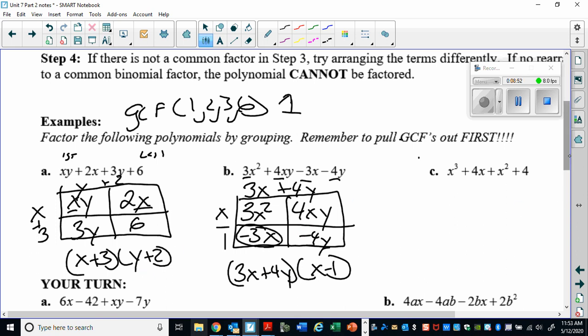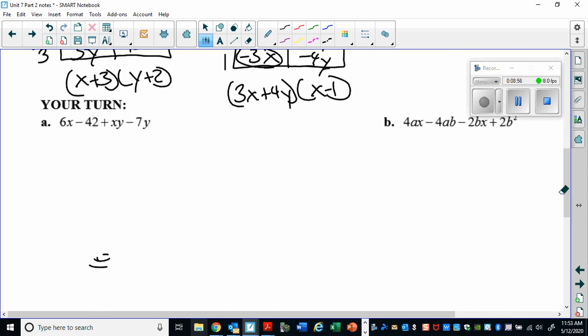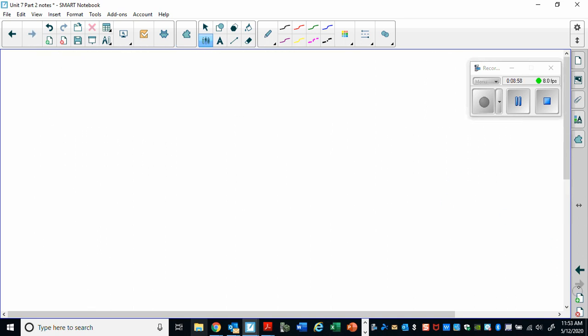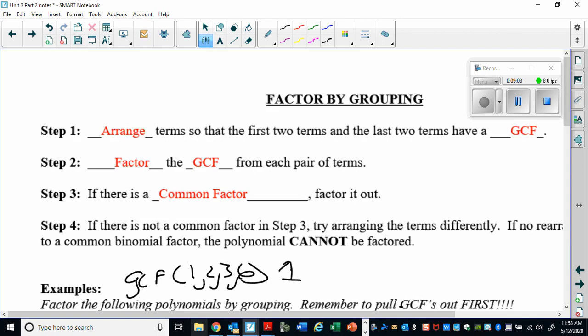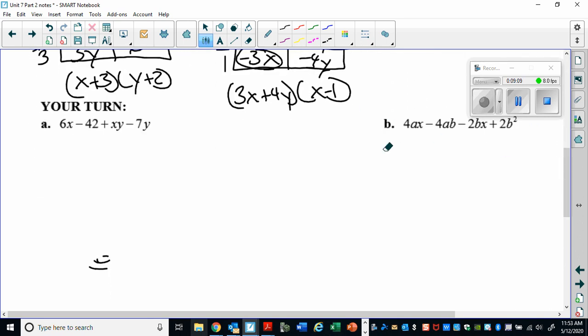All right, let's skip that one, and let's see how many examples we have. Is that it? Okay, that's it. All right, so I really want to do letter B, if I can get this number. I want to do letter B because if you see right off the bat, you can take out a 4, a 4. You can't take out a 4 over here. You can take out a 2. You can take out a 2.